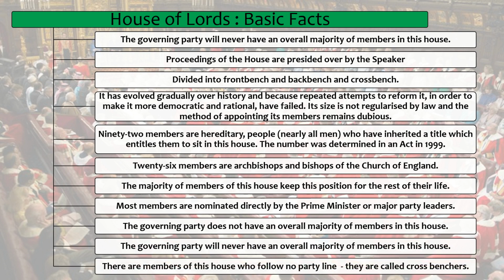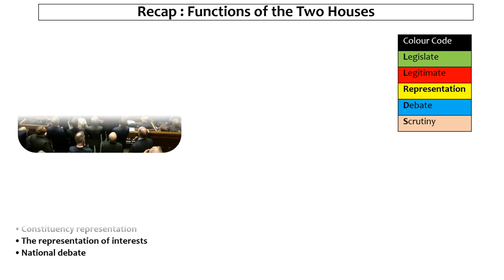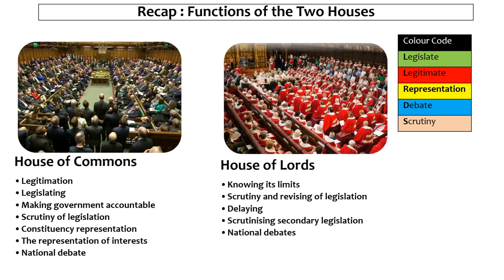There are members of this House who follow no party line, and those are the crossbenchers. So that was the first activity that you should have got done on your note taker. The second one was about the functions. So we've looked at the features of the two houses. What about the functions? Okay, these are the two houses and their two functions.